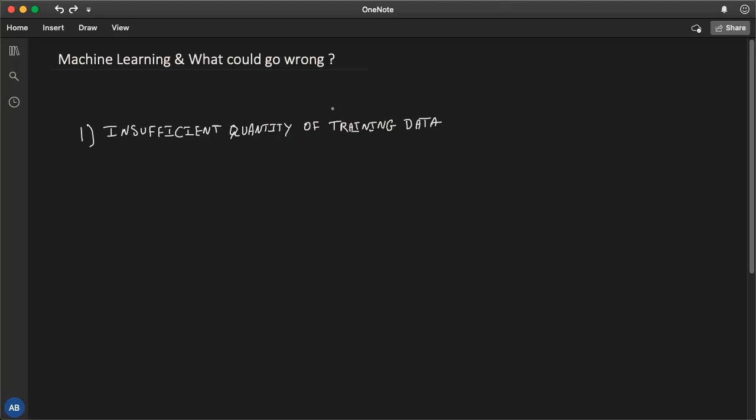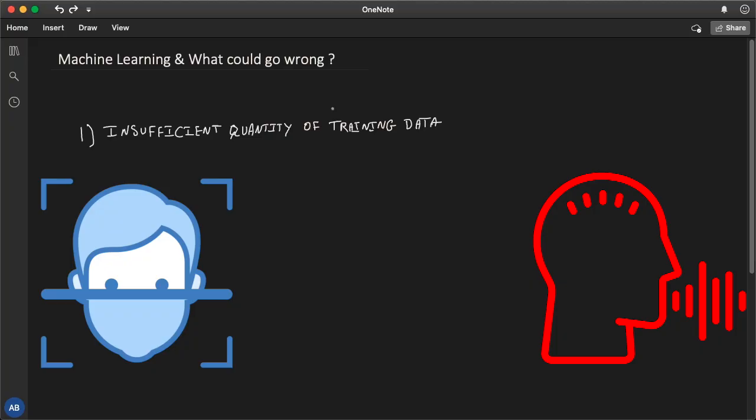It takes a lot of data for most algorithms to work properly. And by a lot, we mean a lot. Even for very simple problems, you typically need thousands of examples. And for complex problems such as image or speech recognition, you may need millions of examples.